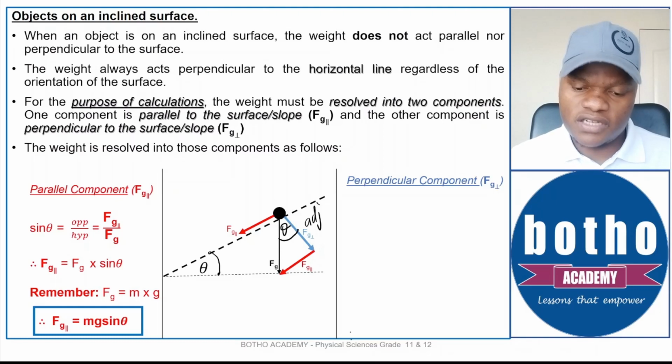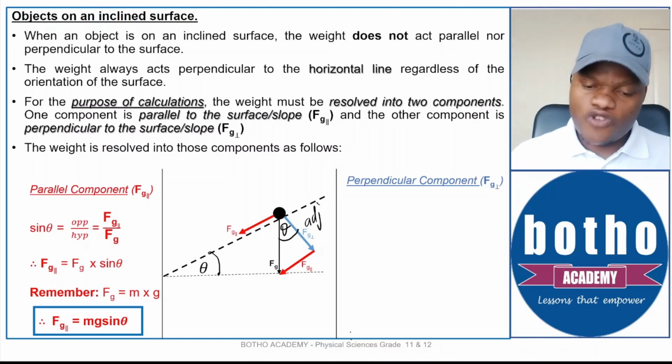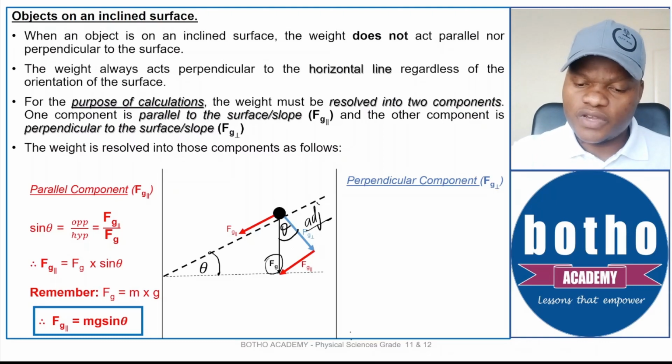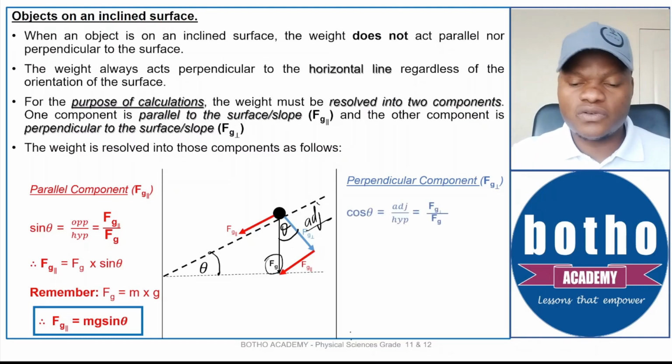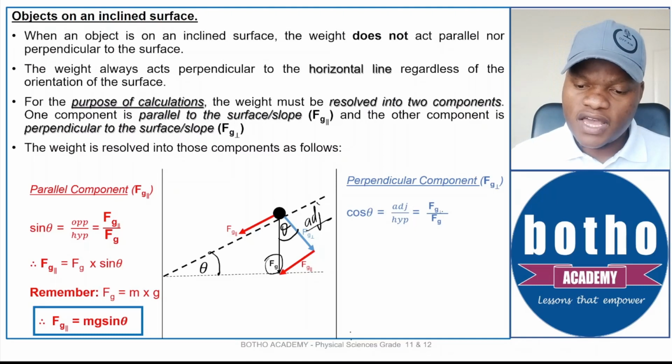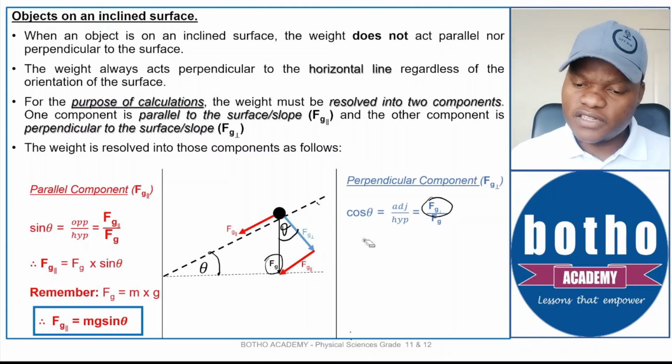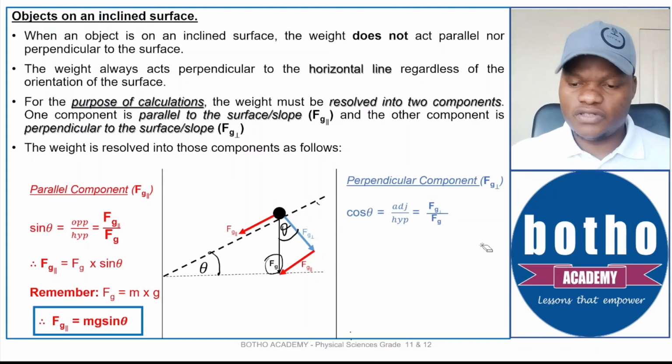This one we did indicate is the opposite side. The FG is still your hypotenuse side. If we use the adjacent side together with the hypotenuse, we get cos theta, which is adjacent over hypotenuse, which is going to be FG parallel. We did say FG perpendicular is equal to the adjacent side divided by FG, which is the hypotenuse side.